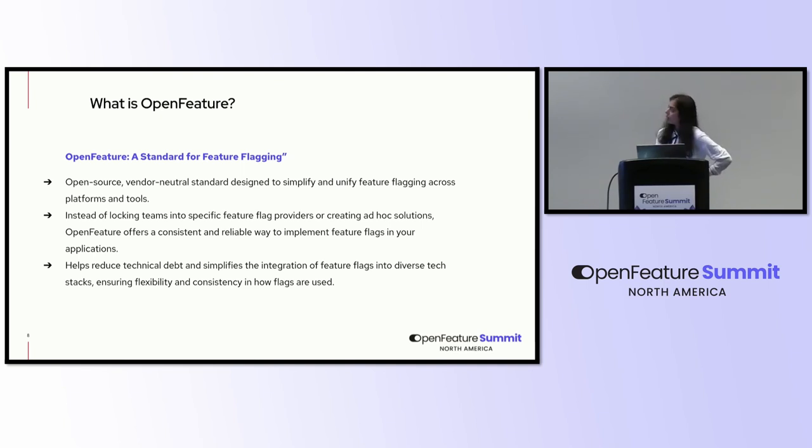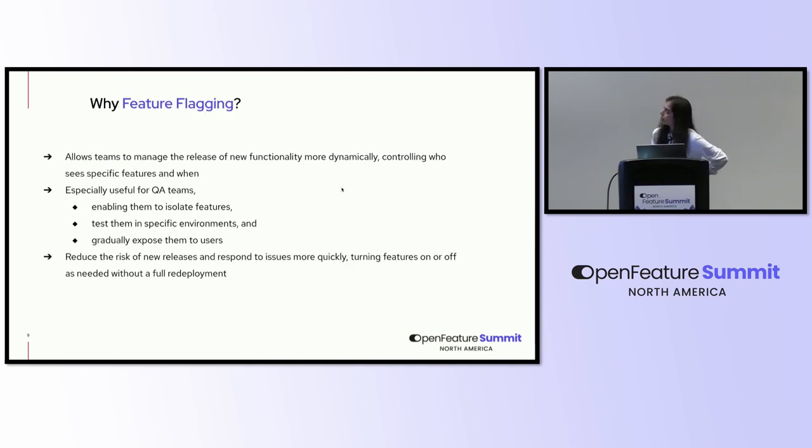Now the question might arise: why feature flagging? Feature flagging allows teams to manage the release of new functionality more dynamically. It's not a narrow-down approach; it's wide and dynamic, controlling who sees specific features and when. This capability is especially useful for QA teams.